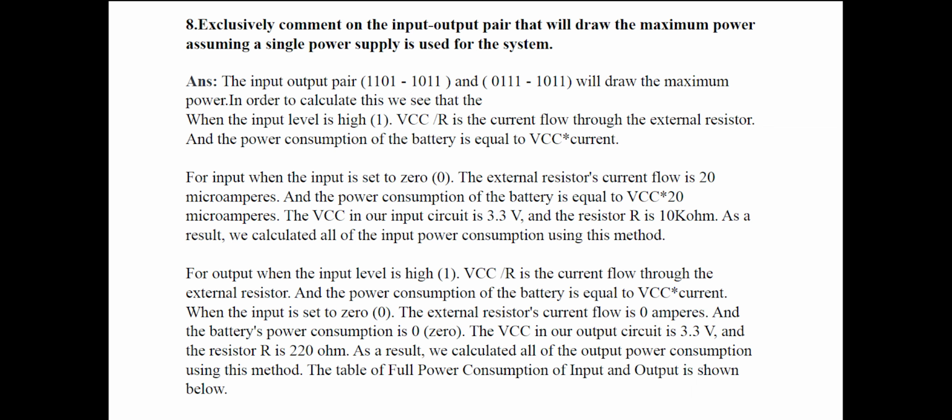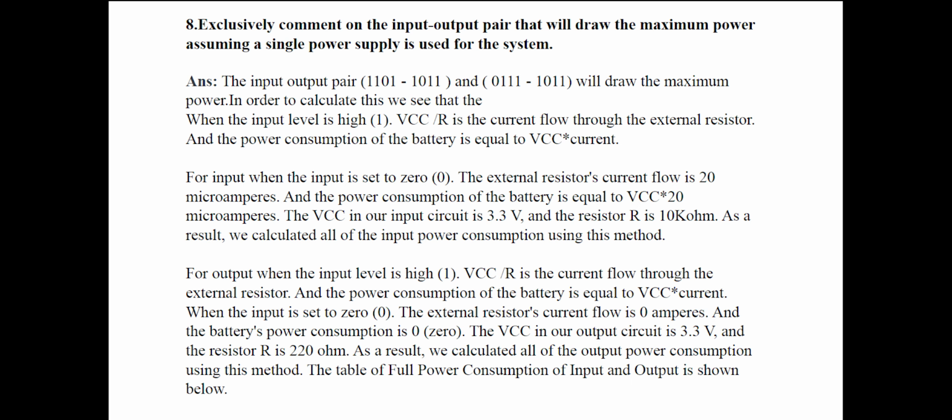Why? Because when the input is high, more power is needed, as well as when the output is high, more power is needed. Well, in order to calculate the power consumption table, we used this method for the external resistor: current flow is 20 microamperes, and the power consumption of the battery is equal to VCC times 20 microamperes. The VCC for our input is 3.3 volt, and the resistor R is 10 kilo ohms. As a result, we calculate all of the input power consumption using this method.